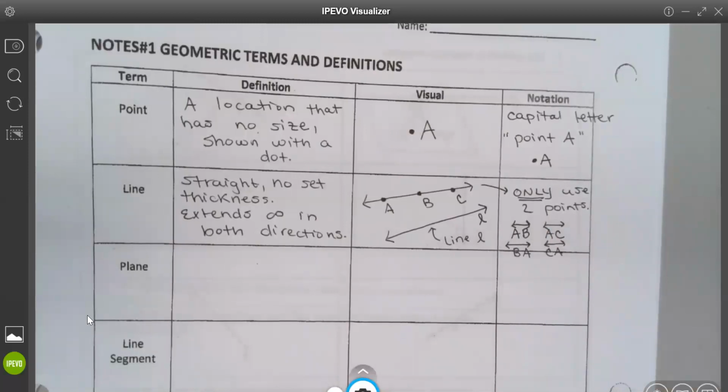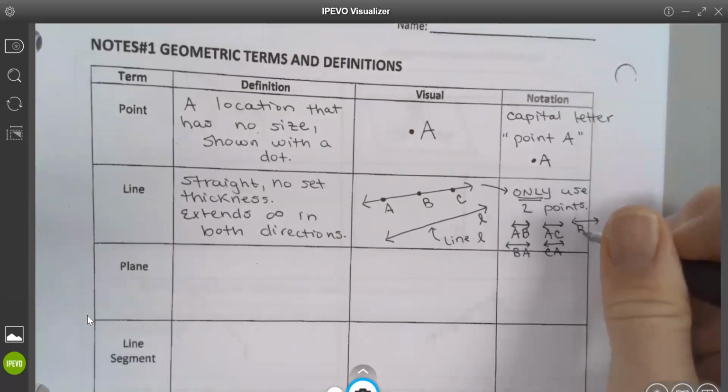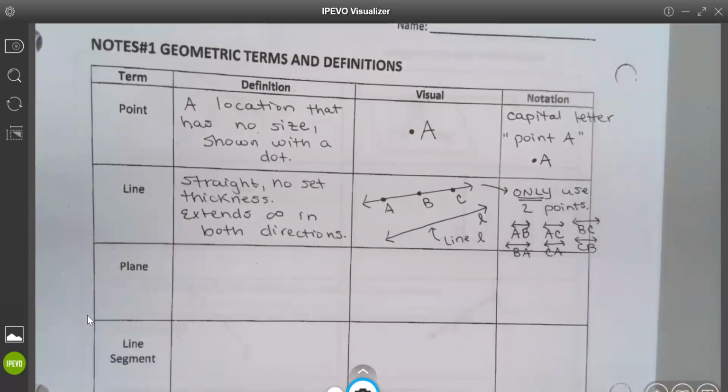There's another one. What would another way to call that line? What would be another way? BC. Yeah. So I could say this is line BC, or flip it CB. What students do is this.